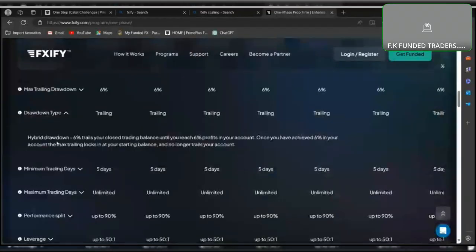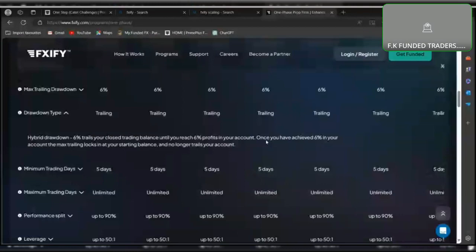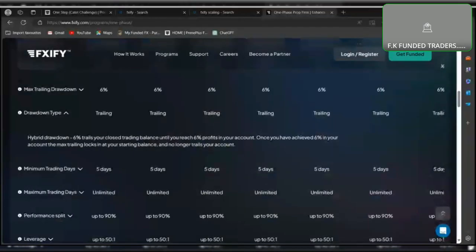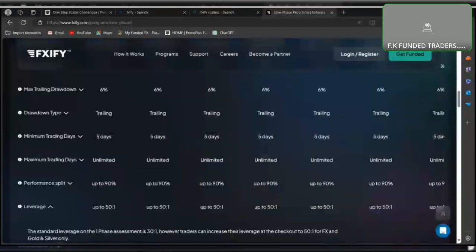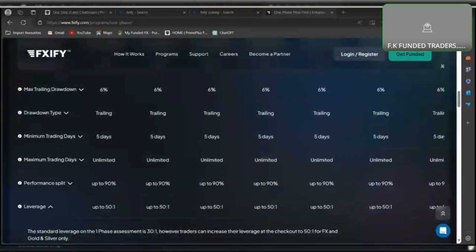You see what they're saying, that these are having 6% trails. You close the trading balance until you reach 6% profit in your account. Once you have achieved 6% in your account, the maximum trailing locks in at your starting balance. These guys are saying that for them, their trailing stop loss is that you have to hit 6% of the account. If you fail to hit 6% of the account, then you have to know that they are going to take the account very soon once you lose a certain amount.